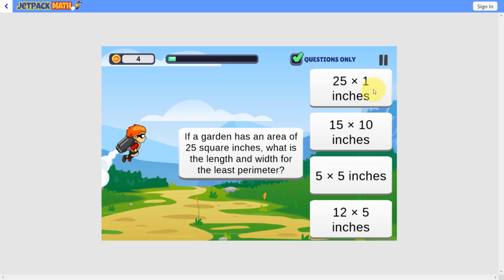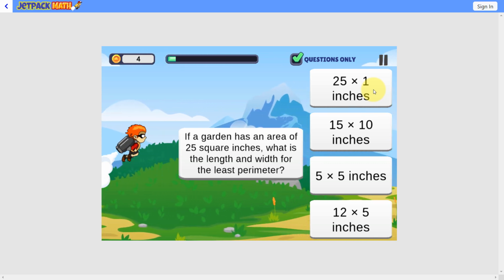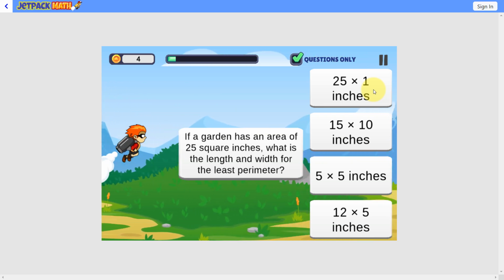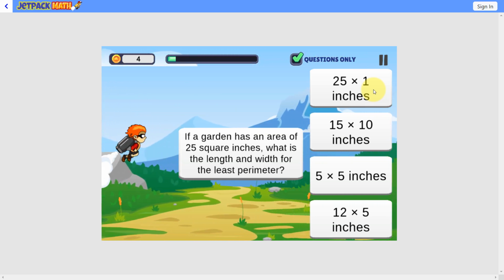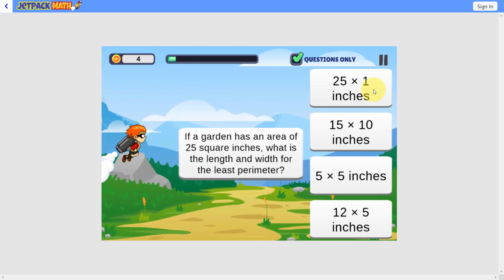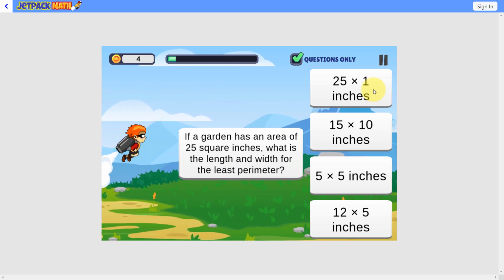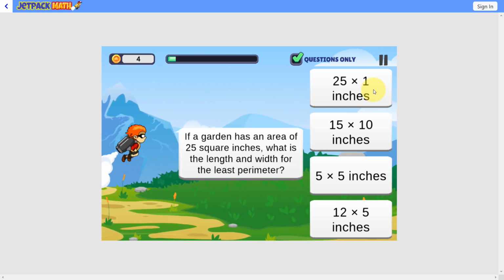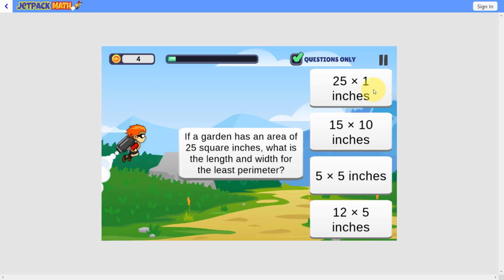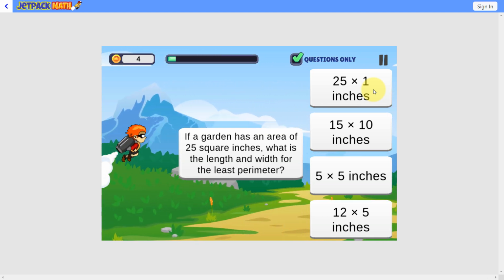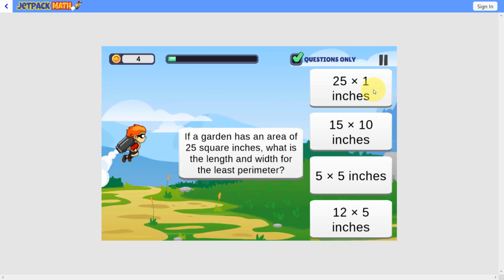So we're looking for which one of these two answers. It says, what is the length and width for the least perimeter? So what's going to have a smaller perimeter, 25 times 1 or 5 times 5? And you can draw it out if you want to, but the longer or higher image is going to have a larger perimeter, which would be the 25, which is much larger than the 5 in inches. So the least perimeter would be 5 times 5 inches.